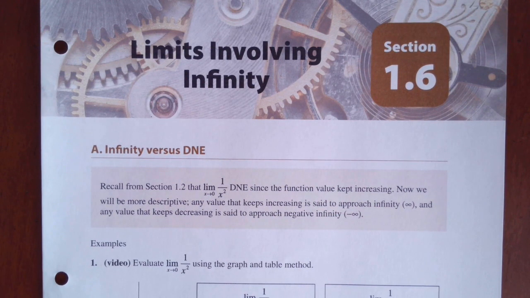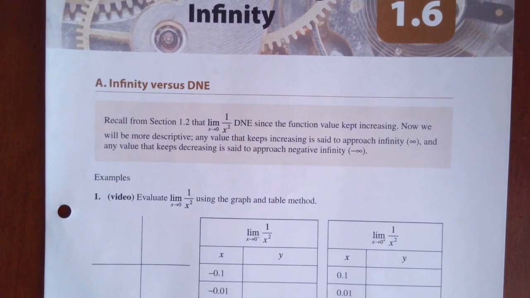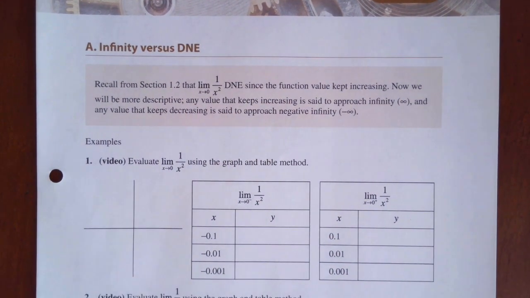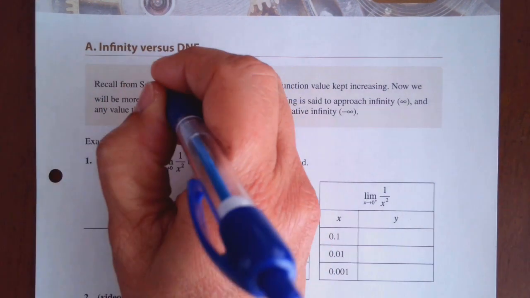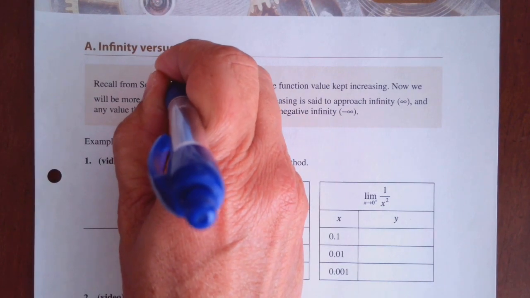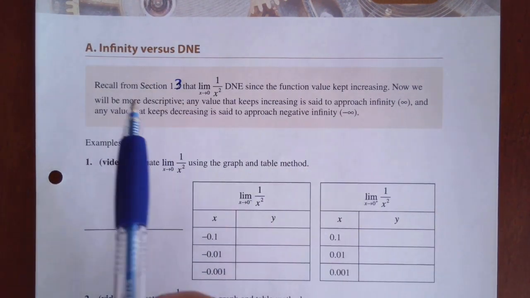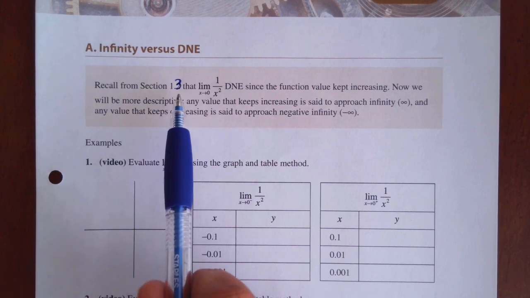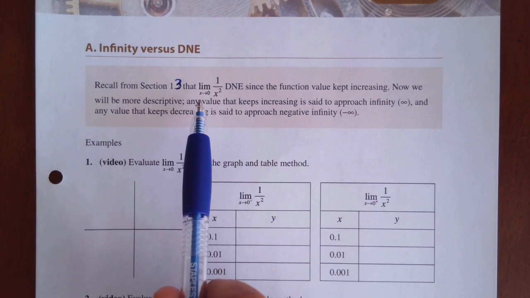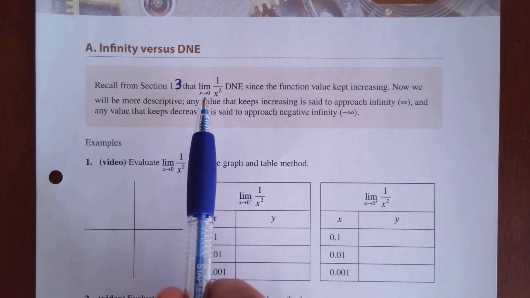Welcome back. Today we're going to look at section 1.6, which is limits involving infinity. The first thing I need to make clear is that up until this section, when you work in sections 1.3, 1.4, and 1.5, and this should say section 1.3, so a little typo there. Back from section 1.3, when we did the direct substitution, go back to thinking about that.